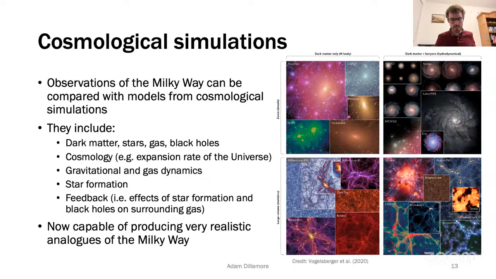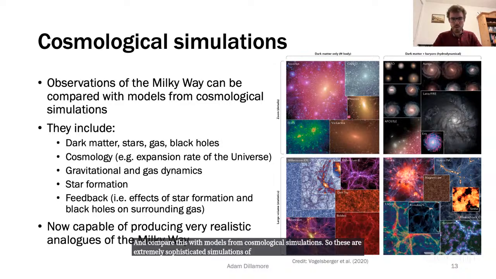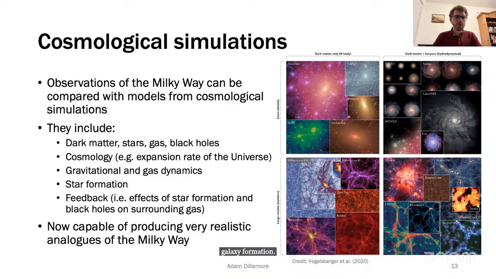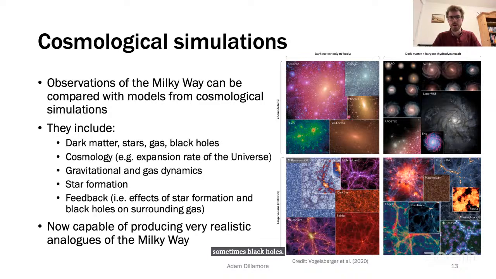Another invaluable tool alongside observational data is cosmological simulations. We can look at all our observations of objects, substructure in the halo of the Milky Way, and compare this with models from cosmological simulations. These are extremely sophisticated simulations of galaxy formation. They include many different types of particles: dark matter particles, stars, gas, and sometimes black holes. They take into account the expansion of the universe.